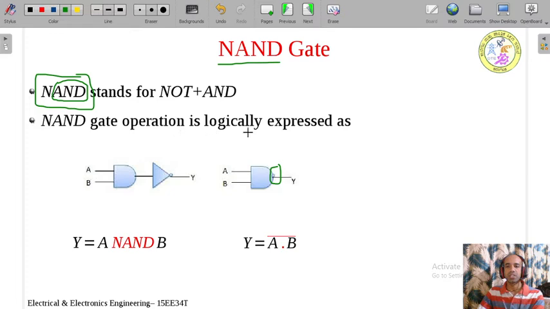How do we express the operation of the NAND gate logically? It is nothing but A NAND B, or I can also write Y is equal to AB whole bar. So what we have done, it contains two inputs. A is one input and B is the other input. First we need to perform the AND operation.